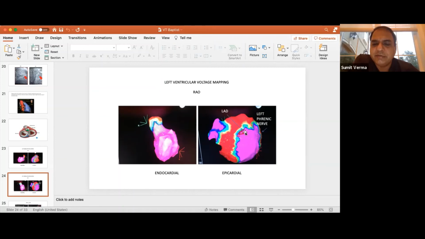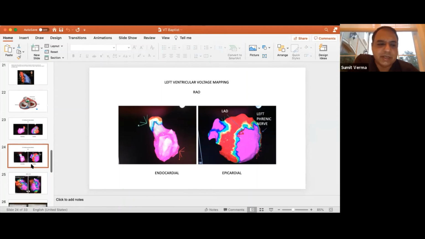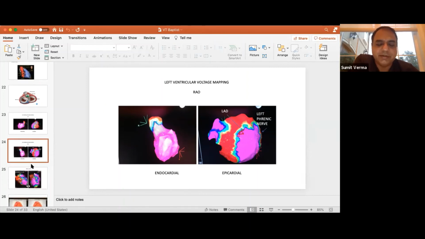You also have to be careful. Obviously, we map the LAD, and in this case, we mark the spot where the LAD bifurcates. We mark where the phrenic nerve is, because that's another problem with epicardial ablation, is you could damage the left phrenic nerve. Typically, during AF ablation, we're worried about the right phrenic nerve.